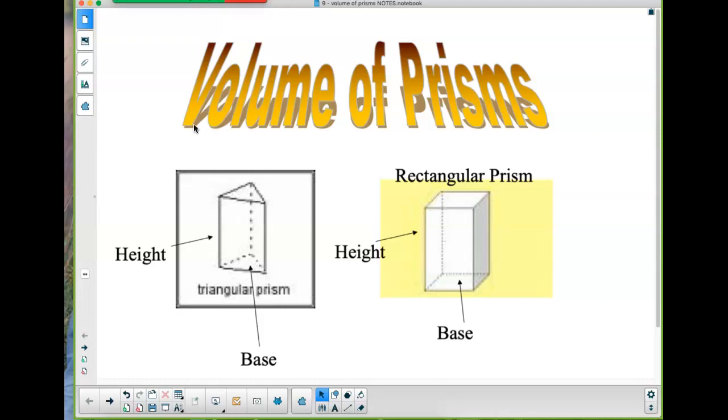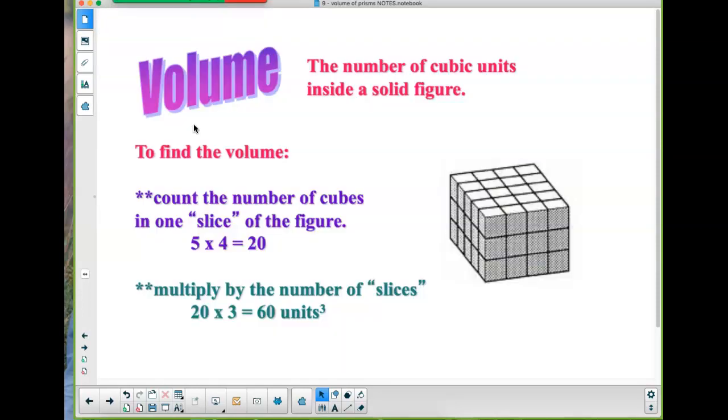Volume is the number of cubic units inside a solid figure. Okay, so volume is essentially filling it. If I took sand and filled these shapes up, that's the volume. Putting water in a can is the volume, or in a bottle. We're filling it. So we're talking about cubic units.